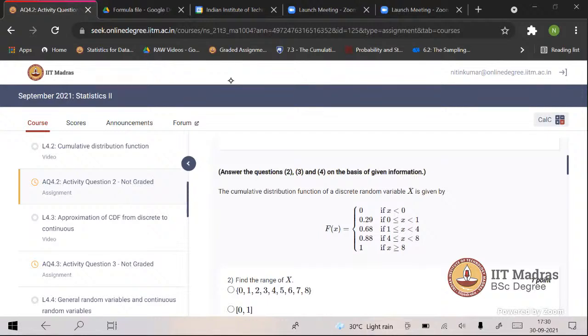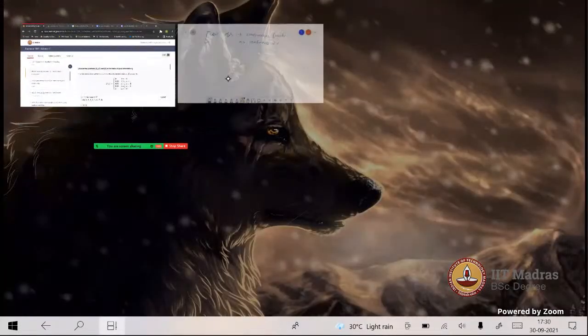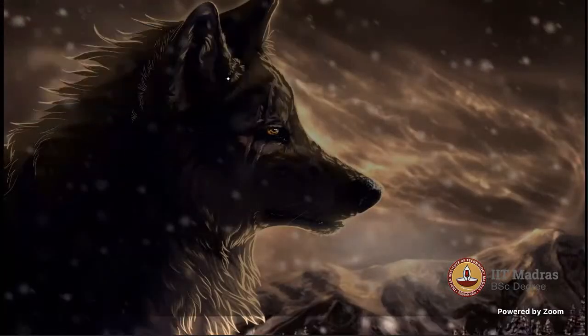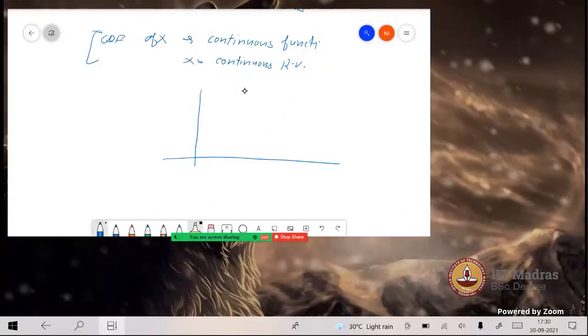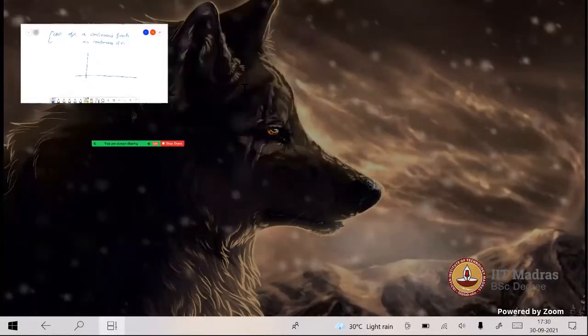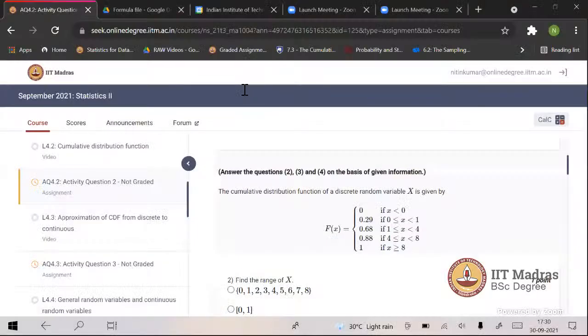So 0, 1, 4, 8. Why 0, 1, 4, 8? Because the CDF has been defined with step changes between these ranges. The jump occurs at these points. If you draw the graph, it looks something like that. At 0, it takes value 0. At 1, it takes a jump of 0.29. Then it takes a jump of 0.68 minus 0.29.